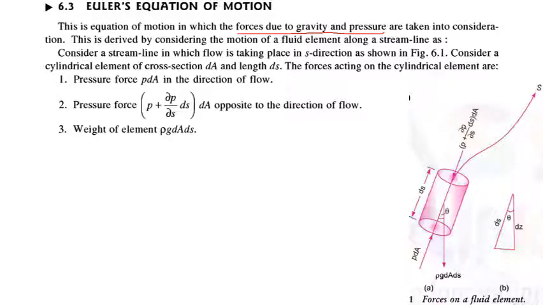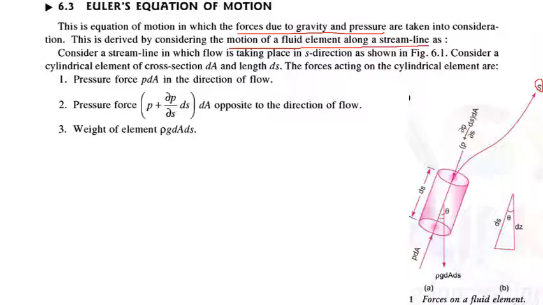Okay, so let us consider a fluid element which is moving along a streamline. Streamline is a layer of a fluid in motion. Okay, so this is the streamline. The streamline is in a direction S. So direction S is specified here.